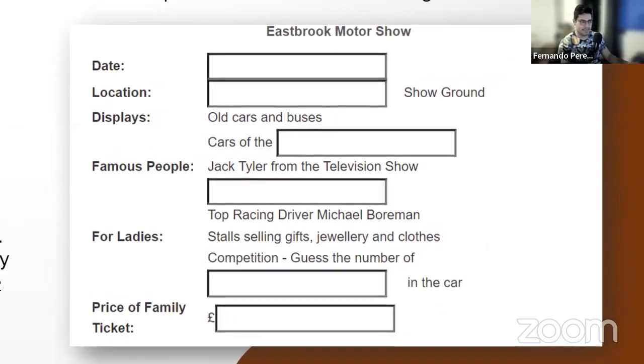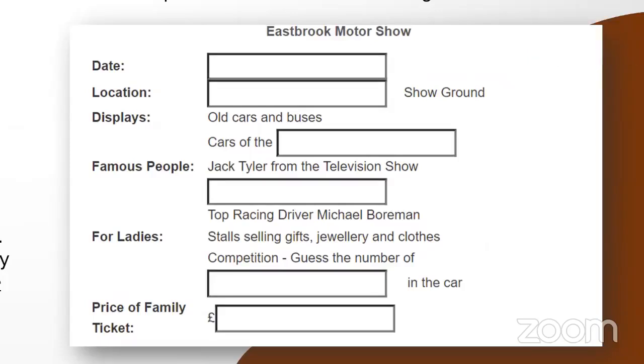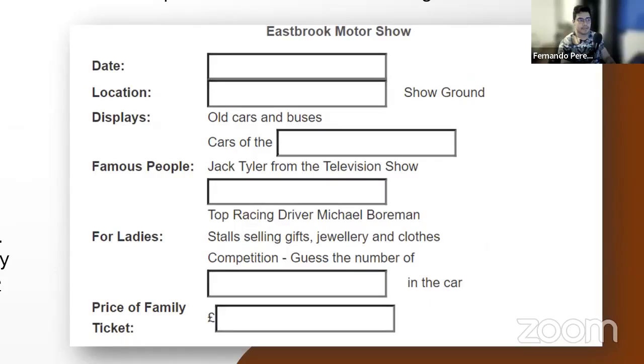Any questions in this case? Not sure. Awesome. Let's read and get familiar with the questions. Read the flyer.